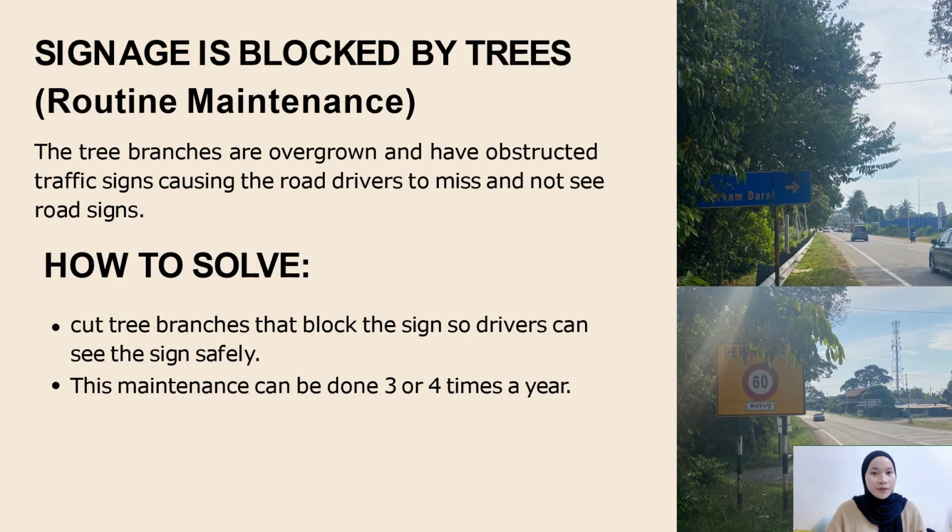The last type of damaged road is signage blocked by trees. This is routine maintenance. Tree branches are overgrown and obstruct traffic signs, causing drivers to miss and not see road signs. How to solve? First, cut the tree branches that block the sign so drivers can see the sign safely. Second, this maintenance can be done 3 or 4 times a year.